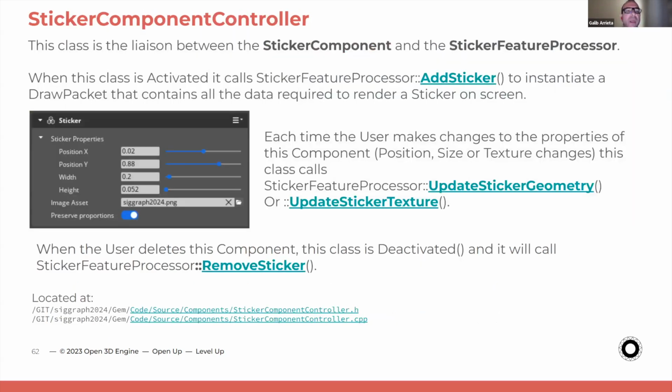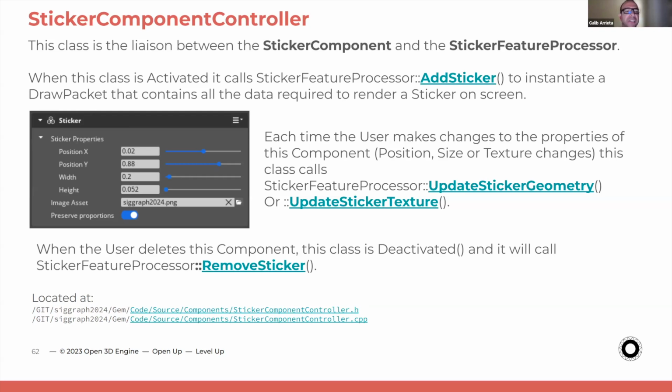So the sticker component controller is the liaison between the sticker component and the sticker feature processor. When the sticker component controller is activated, it calls the feature processor, hey, add a sticker. And each time a sticker is added, the feature processor is going to create the draw packet that represents everything that needs to be rendered about the sticker. And of course, when the component is deactivated, we call the sticker feature processor to remove the sticker from its database of stickers.